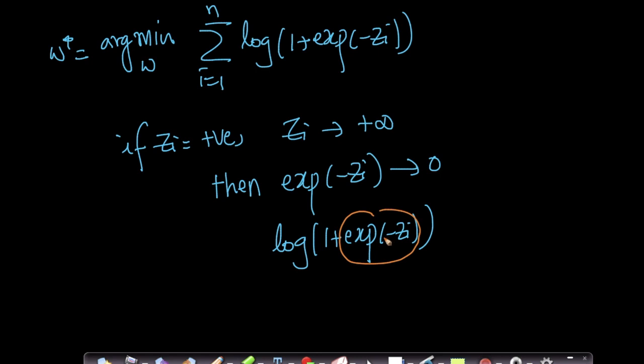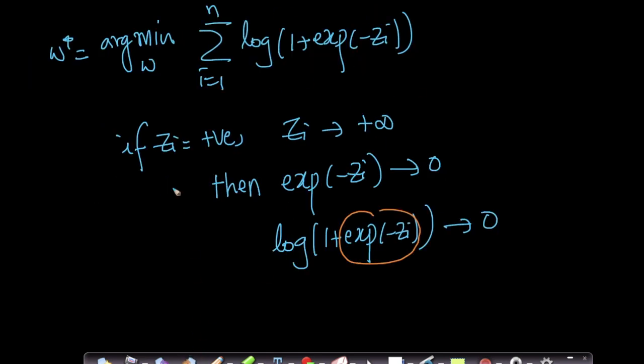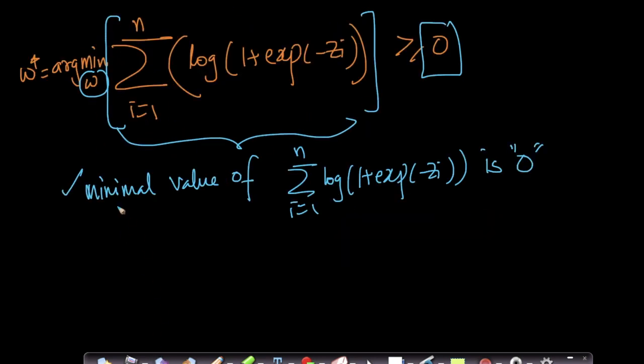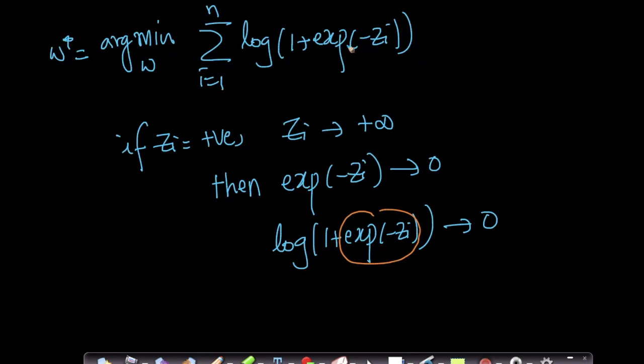So log of 1 plus something which is 0 will tend to 0, because log of 1 is 0, isn't it? And we showed that for this whole term, the minimum value is 0. So the minimal value of this whole term is 0, and it occurs when zi tends to infinity, for all i. That is important. When zi tends to infinity for all i.